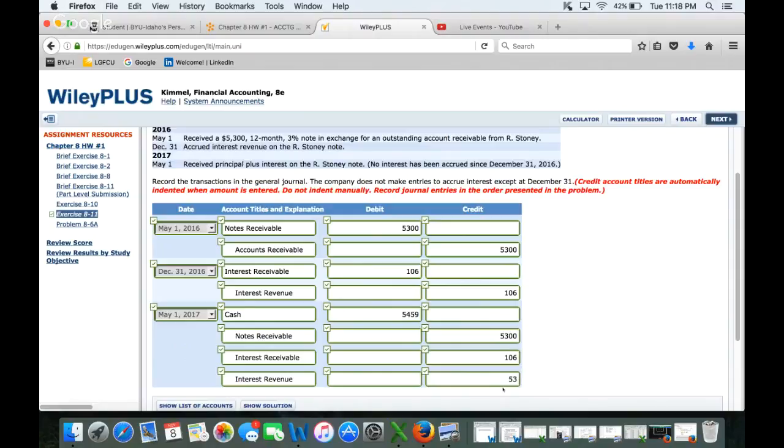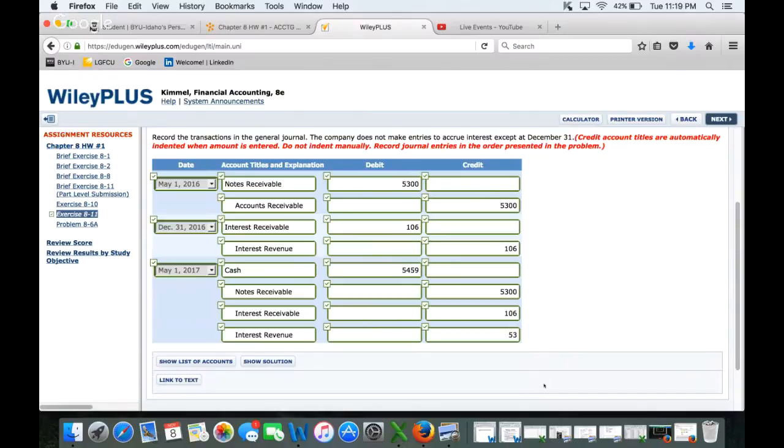And then define the remaining interest revenue from December to May. That's going to be an additional 4 months. Use that same formula they spoke about before, where you take the $5,300 principal, you times it by the 0.03 for the 3%, and then you'll times it this time by 4 over 12 for the remaining 4 months of that period, and that'll give you a total of $53.